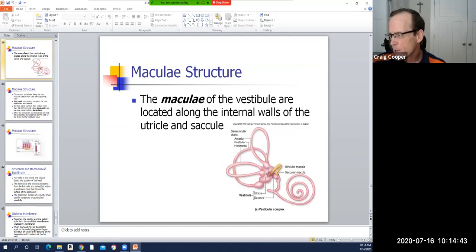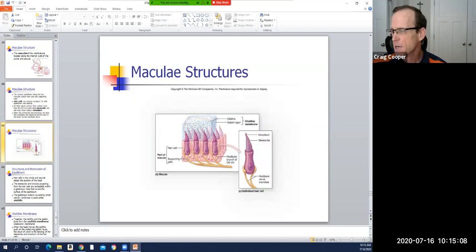The macula is basically where the receptors are for the vestibular portions, for the saccule and the utricle. So the macula is where the sensory receptors are. The rest of the space within the utricle or the saccule is going to be that gelatinous fluid. And that gelatinous fluid will move and it will trigger certain structures in the macula. Let me pull up this slide right here.